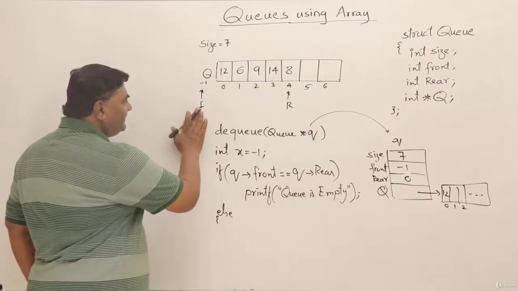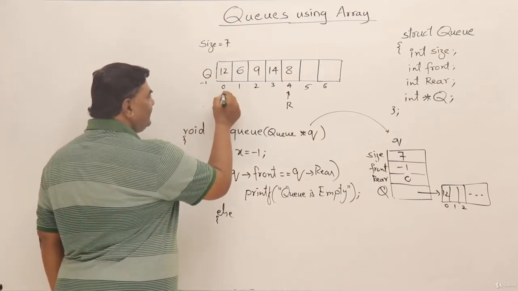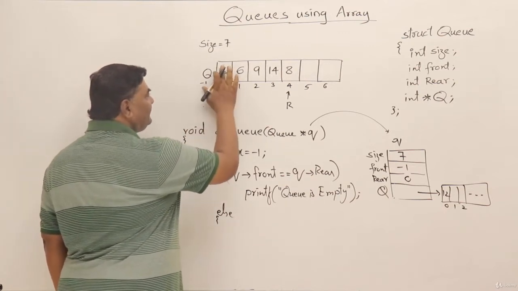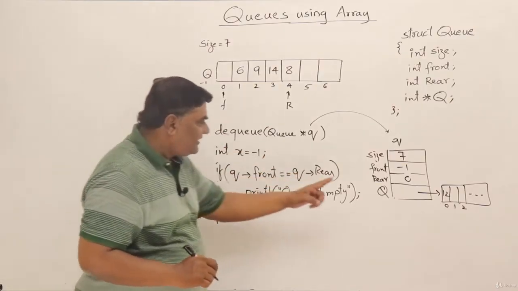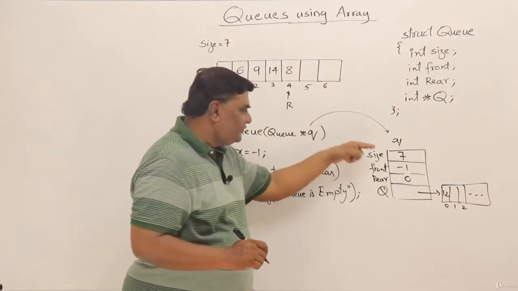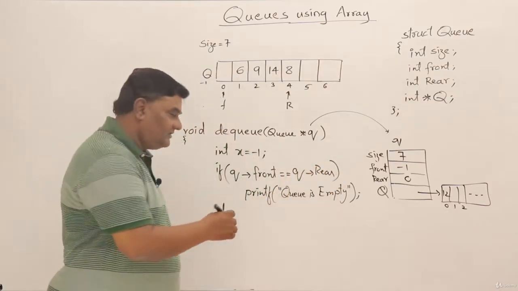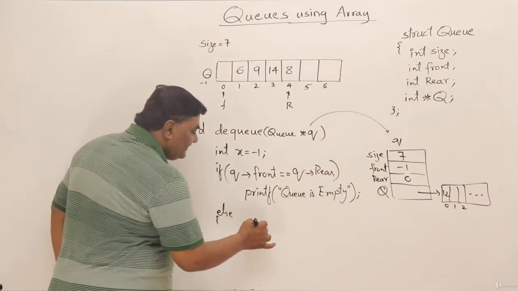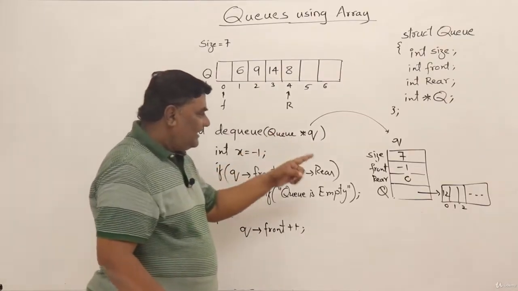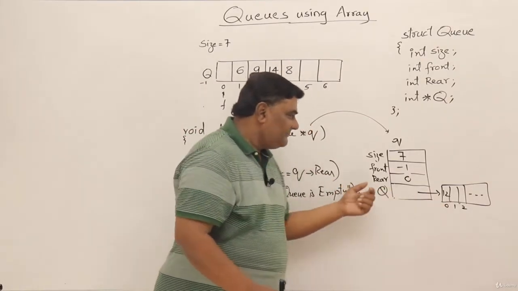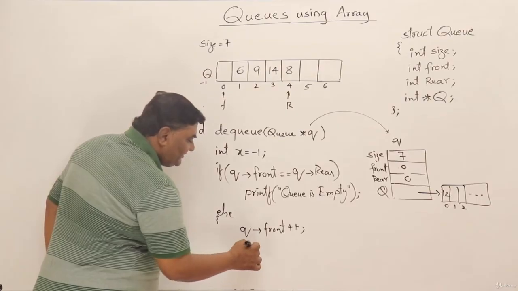For deleting an element, just move the front pointer to the next location and take out the element. That's all. So how to move front? This front I have to move, so that is queue's front plus plus first of all. So queue's front is moved. Then from that place I should take out the element.